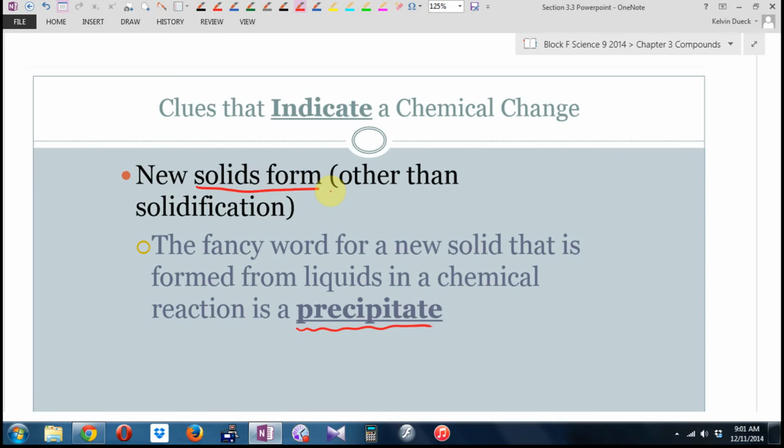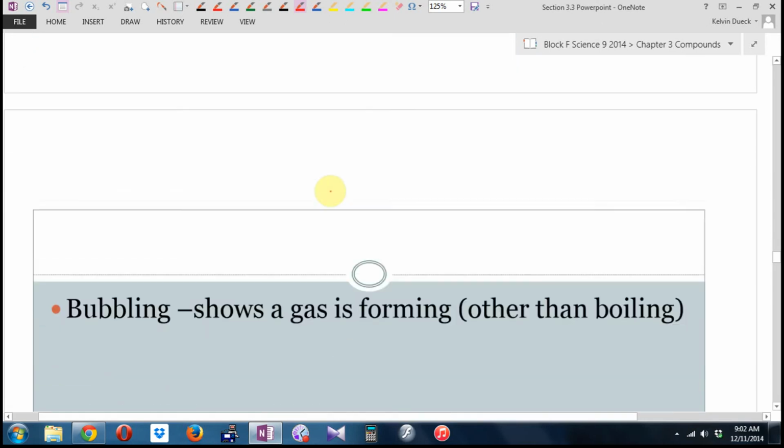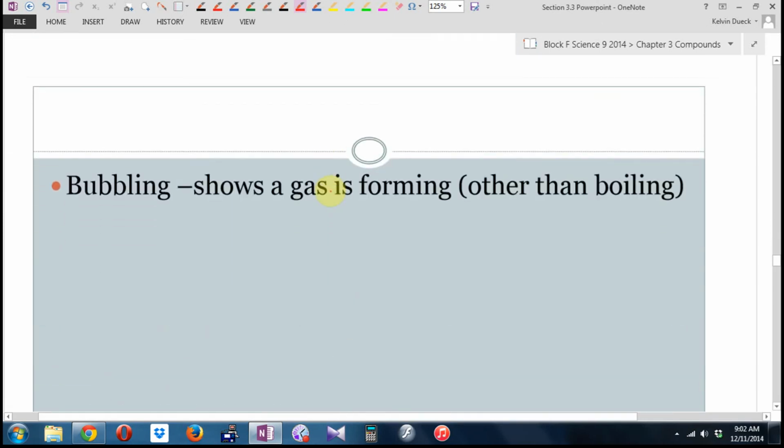Other clues that indicate a chemical change. Bubbling. If the liquid starts to bubble, not boiling though, because boiling is different, that's a physical change. But if you mix some stuff together and you see bubbling, that shows one chemical is being turned into a gas. There's some kind of a gas being formed. Atoms are being moved around. So, Lindsay, we did a lab this year in Science 10 where you drop magnesium into acid, and you could tell it was an acid because bubbles were forming. It was hydrogen. So bubbling shows a gas is forming.